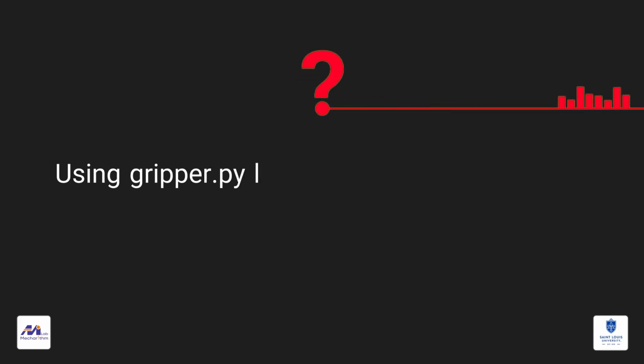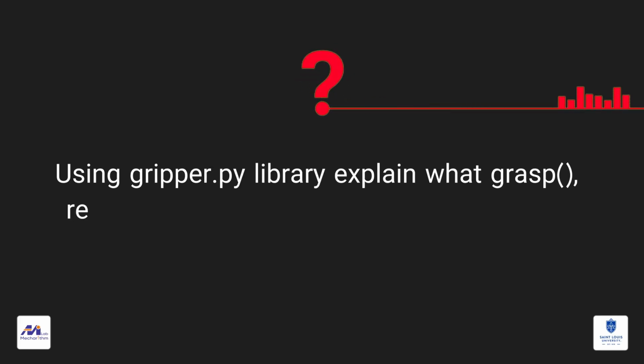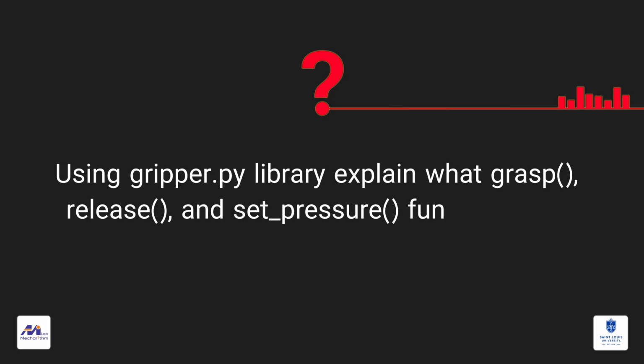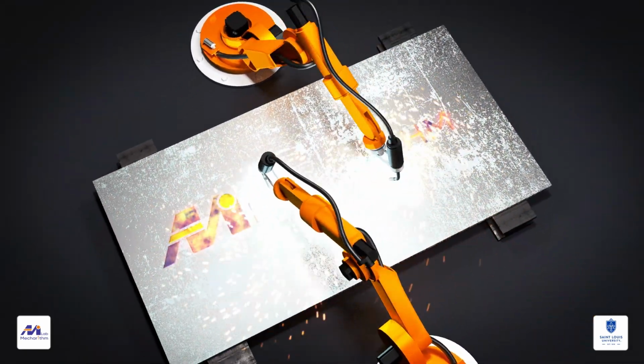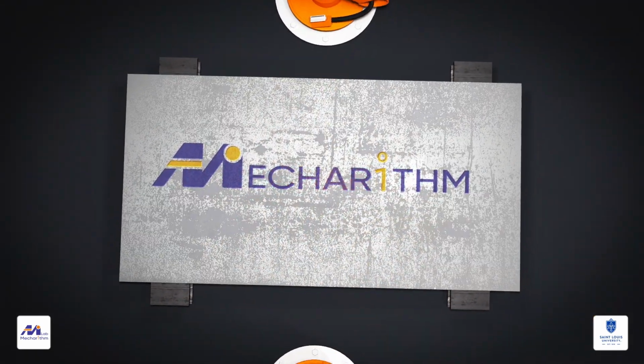Using the gripper.py library, explain what the grasp, release, and set pressure functions do. Let me know if you have completed this activity and the code works, or if you have any questions.